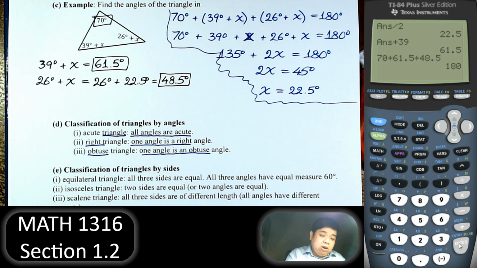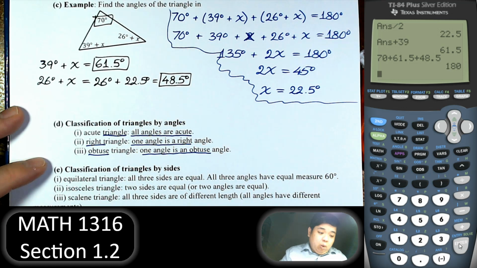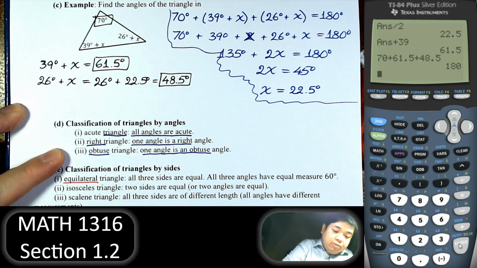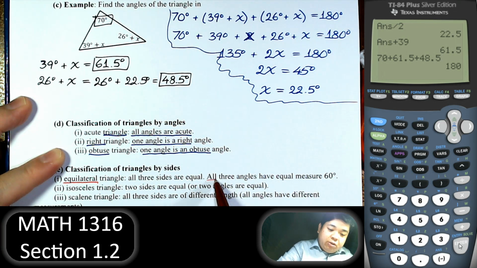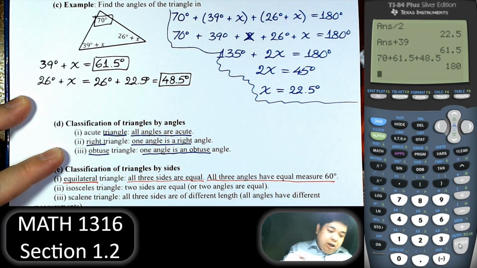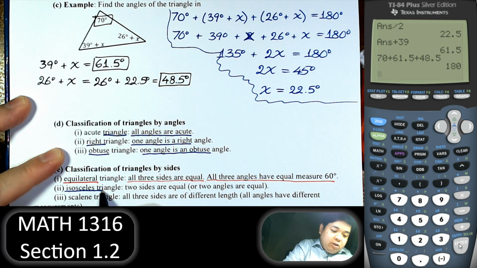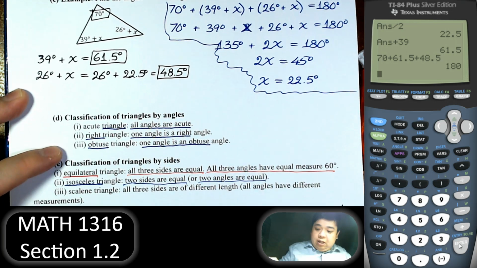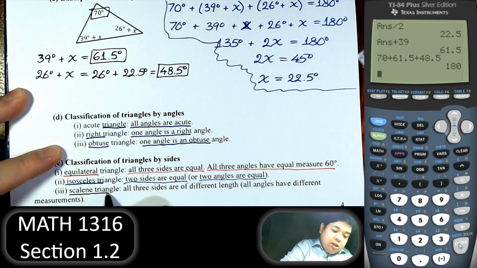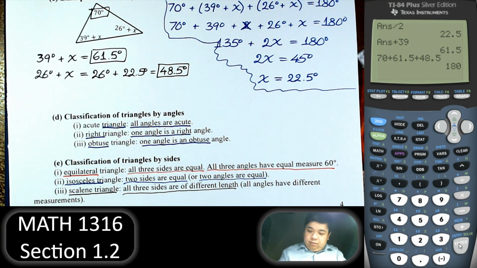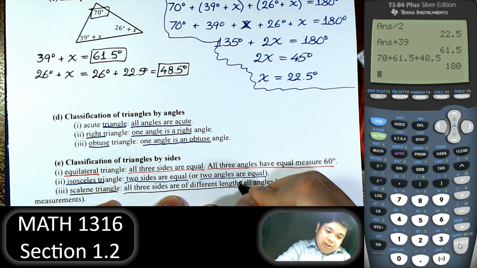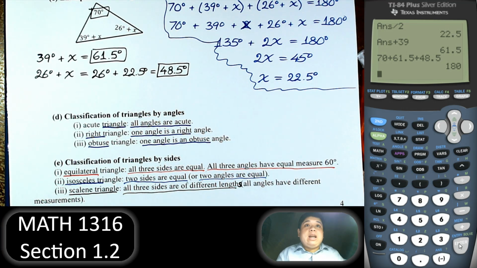So that's classifying by angles. Classify by size. We have the equilateral triangle. All three angles have a measure of 60 degrees. All three sides are equal. Isosceles triangle, where two sides are equal or two angles are equal. And then the scalene triangle, all three sides are of different lengths. So that's how we classify triangles.